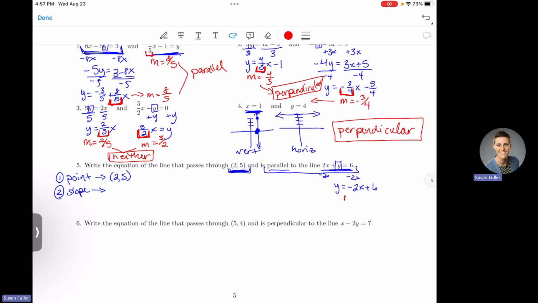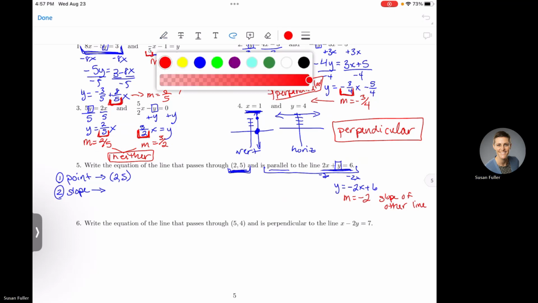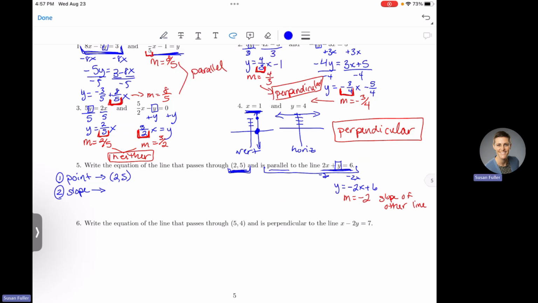So what is the slope of this other line? It's -2, right? That's the slope of the other line. So the slope of the other line is -2. What's the slope of our line? Well, our line is parallel to that one, so it has to have the same slope. That means the slope of our line is also -2, right? Parallel. All right. So hopefully that makes sense.